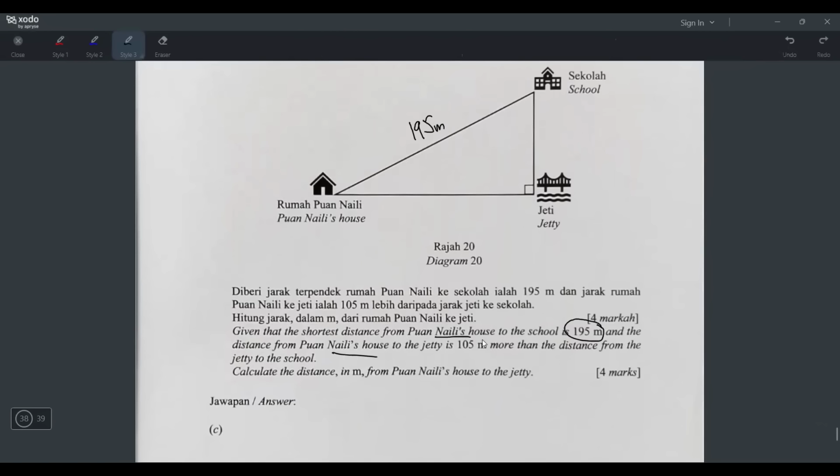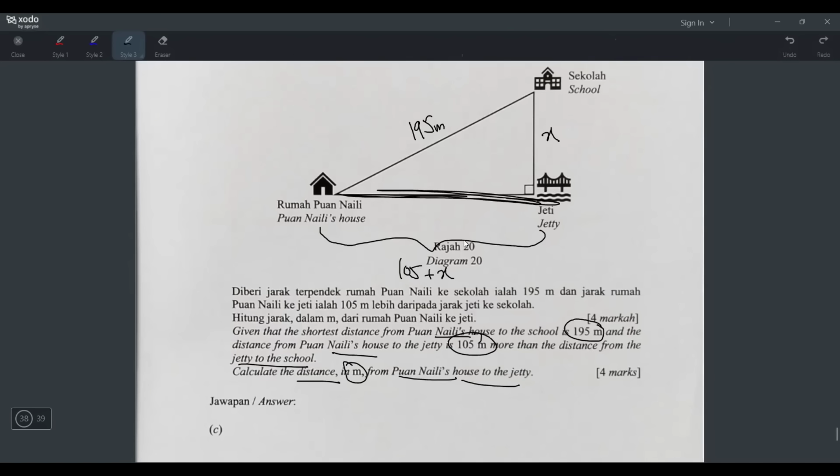And the distance from Naili's house to the jetty is 105 meter more than the distance from jetty to school. Wait, what? Naili to jetty. So Naili to jetty is 105 more than the distance from jetty to school. So I can let jetty to school be distance X first, and then this one becomes 105 plus X. Because we don't know the distance here, right? But we know this one is 105 plus this. So I can let it be X first. And then calculate the distance in meter from Puan Naili's house to jetty. It means they want to find this distance right here. But first I need to find X first. After I find X, then I can substitute and add 105.